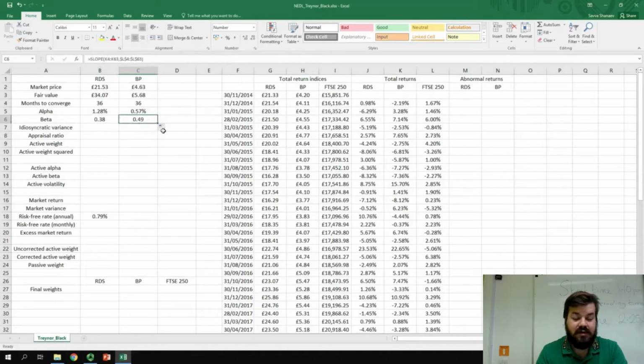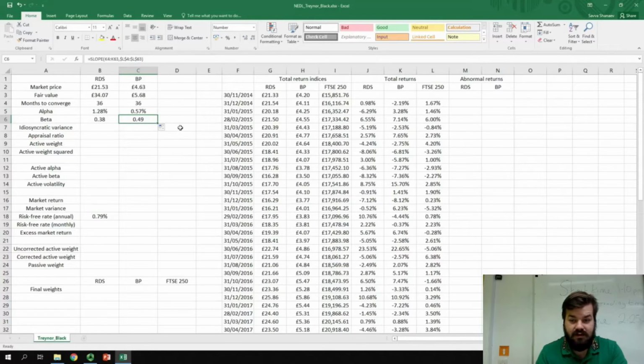And we can see that BP is also a defensive stock, but not as defensive as Royal Dutch Shell, as it is exposed to the market risk of the FTSE 250 to a slightly greater extent. Now we need to calculate the abnormal returns of Royal Dutch Shell and BP.